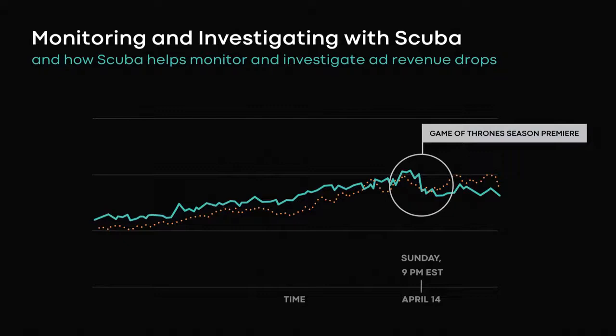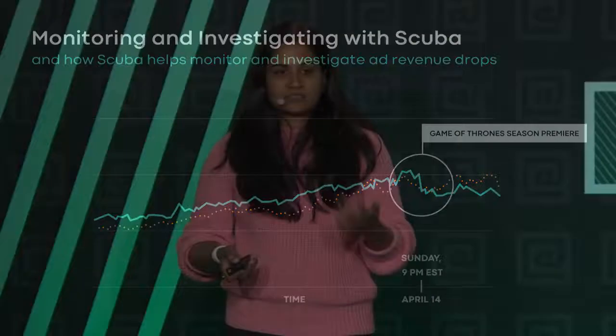So the alert that notified the user, and later on the entire investigation, the data that was used for the investigation, was based on Scuba. This is a very good example of how hundreds of teams at Facebook use Scuba for both monitoring and investigating.